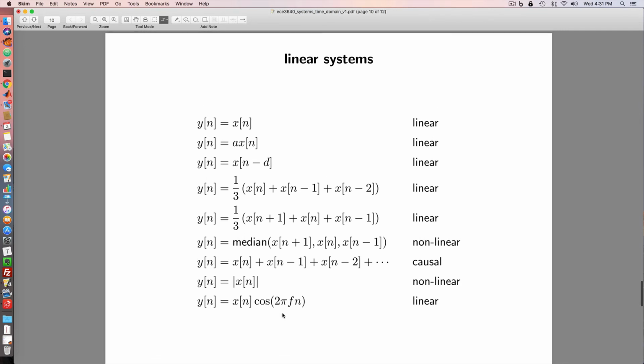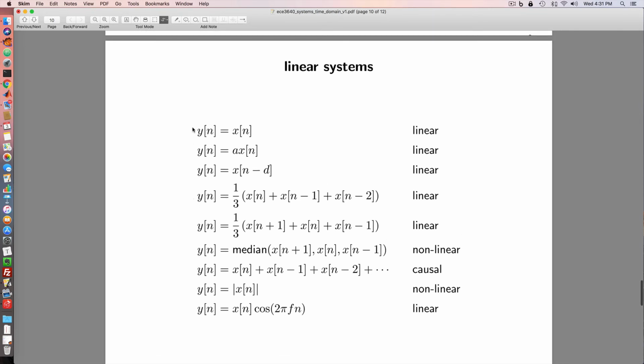Let's look at our example systems and see which ones of these are linear. The identity system, the amplifier, the delay system, the moving averages, those are all linear. The median is nonlinear. It just so happens that when you sort these and select the middle one, that's not a linear operation. The accumulator, I wrote causal here, that should say linear. The rectifier is nonlinear, and the modulator is linear.